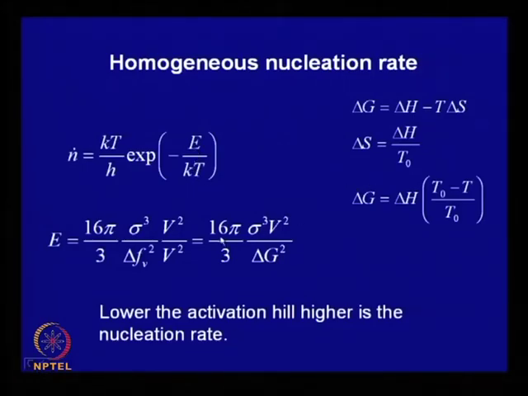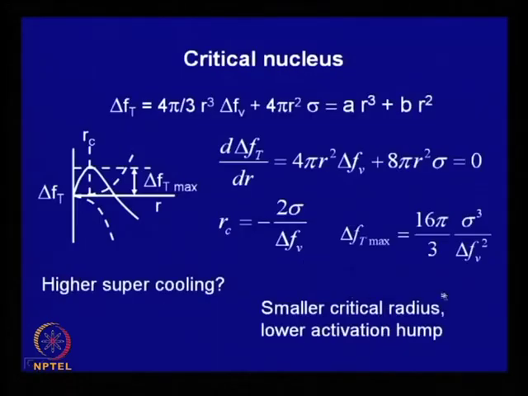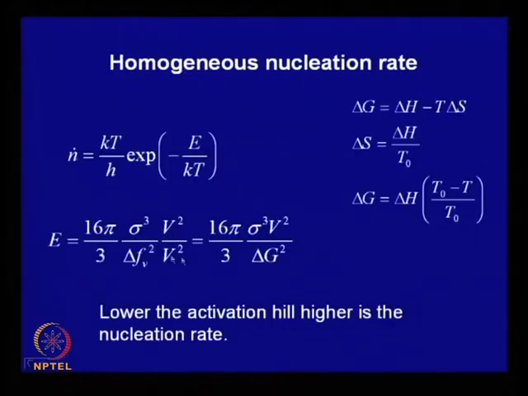So, here this energy of transformation means you go back to the previous expression and substitute this over there. In this expression, all these are in molar quantity. So, to find out this energy, you multiply the numerator and denominator by V squared, where V is the molar volume, and then you get the molar free energy of transformation. And so you can see more clearly that the lower the activation hill, the higher is the nucleation rate and the finer is the structure.